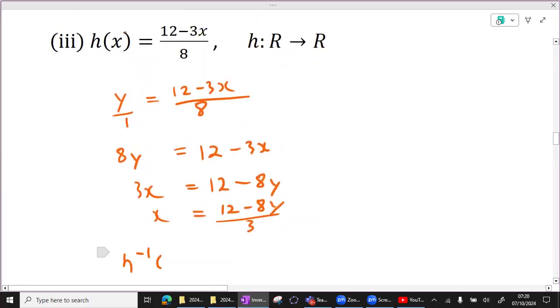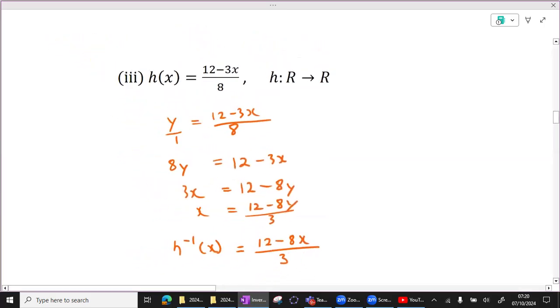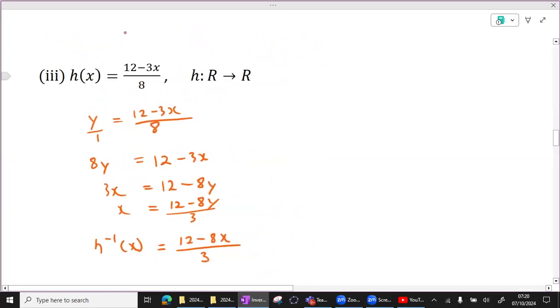So I then just write it a little bit nicer. So I use my symbol for inverse. So the inverse function of h is 12 minus 8x, over 3. Okay, and here my domain is R. So all numbers are possible, and my codomain is R. So in this case, all numbers are possible.